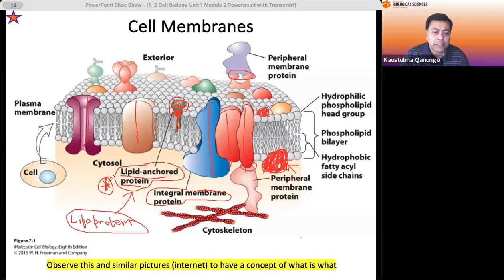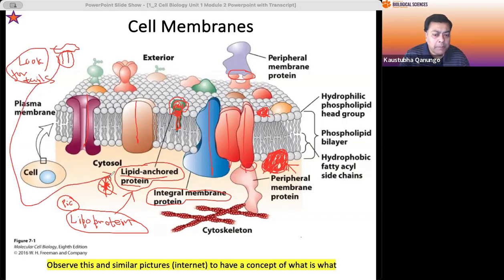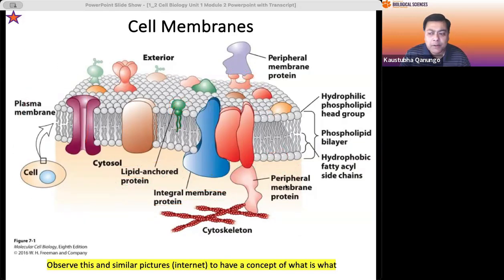So just make sure that you know this very, very well. You will see pictures in your exam. Suppose you see a protein like this, and if there are 2 tails, all you have to do is look for tails. So that is your clue, that if you see a protein on the surface with tails, they are your lipid anchored proteins. All right, so that's pretty much it.